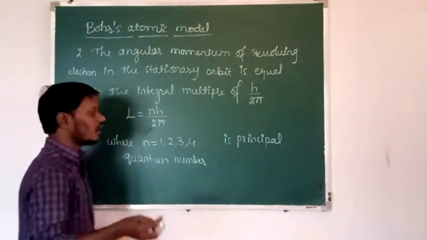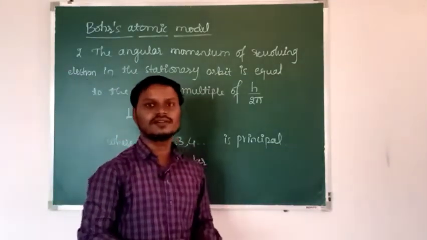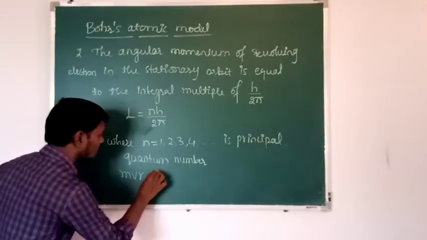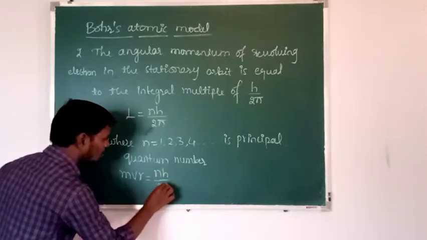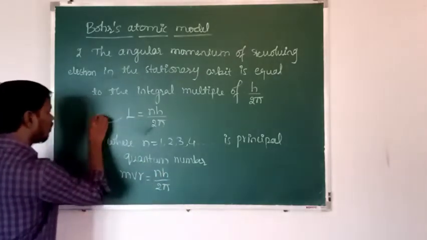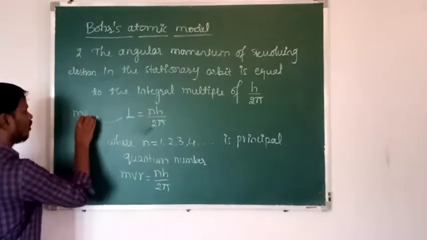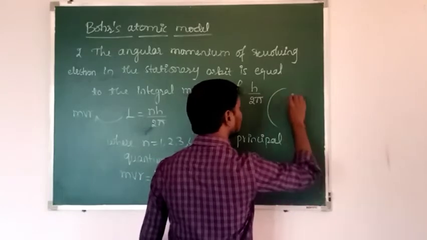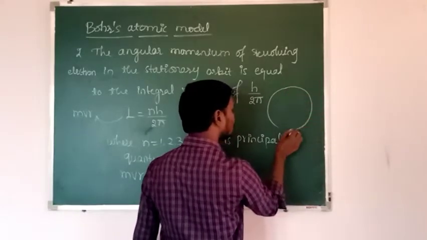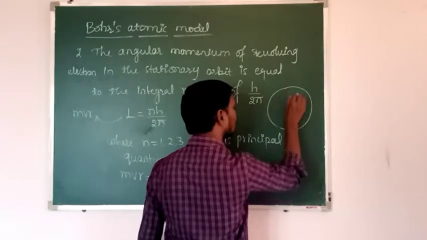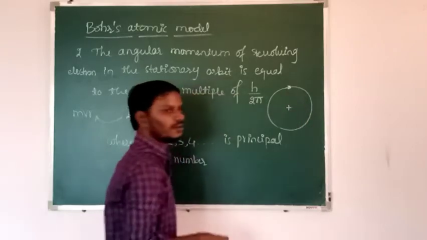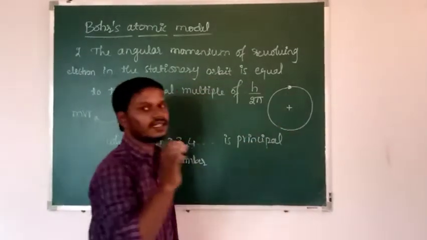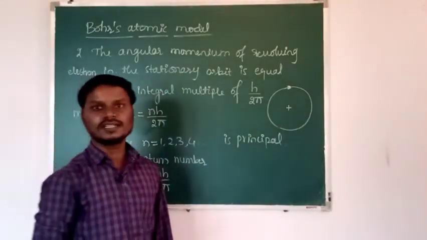Okay, so already you know the expression for the angular momentum, that is m into v into r is equal to n into h divided by 2 pi. So angular momentum can be written as m into v into r. So let us consider this is the hydrogen atom and it is the hydrogen nucleus and an electron revolving around the nucleus in the stationary orbit. In this orbit, this electron does not radiate energy in the form of electromagnetic radiation.